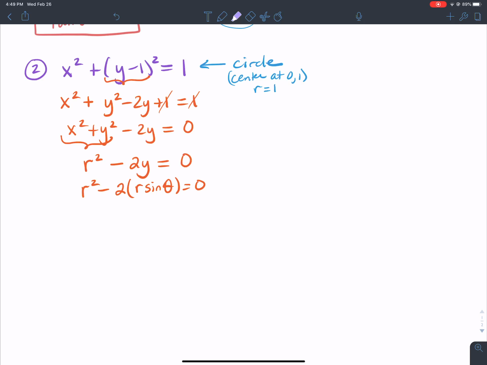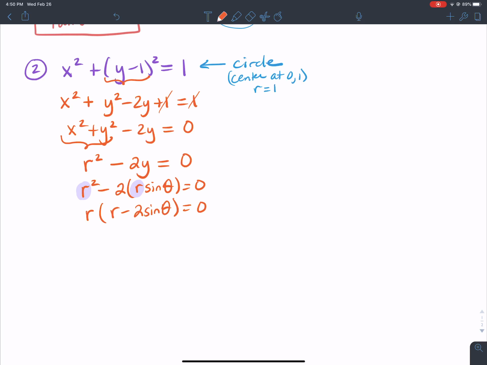And you're groaning at home. I can hear it through my computer screen multiple days in the past. Both of these have an r, so we can factor that out. So we'll say r times (r minus 2 sine theta) equals 0.